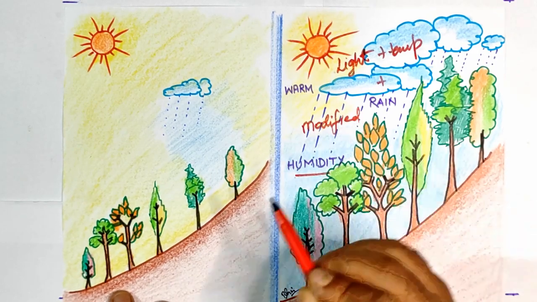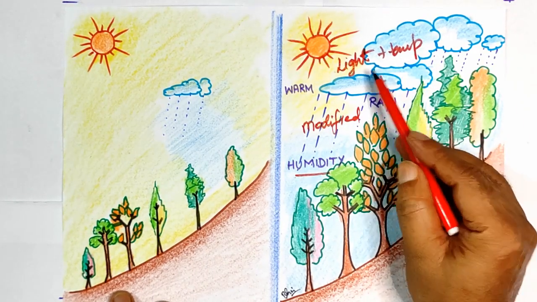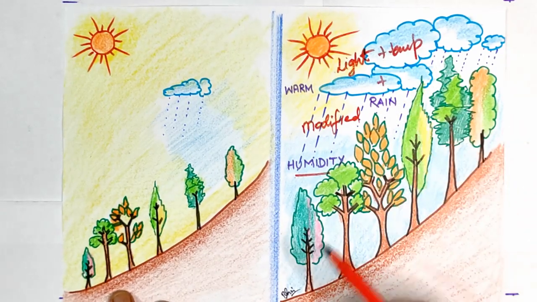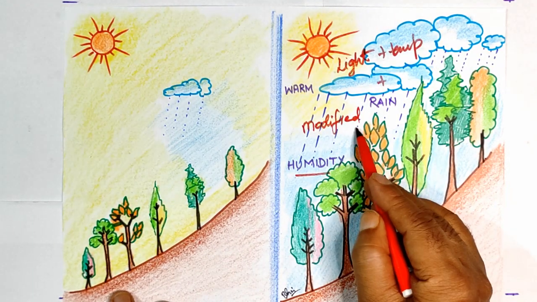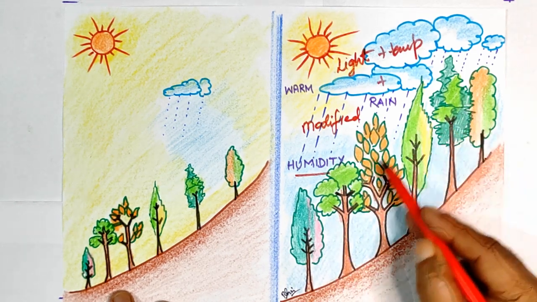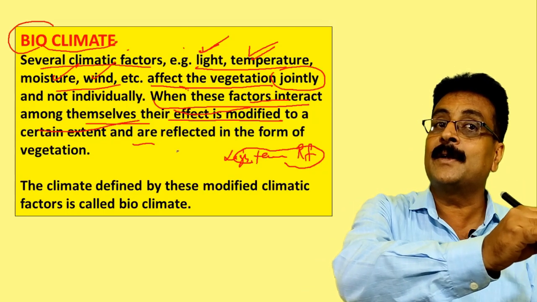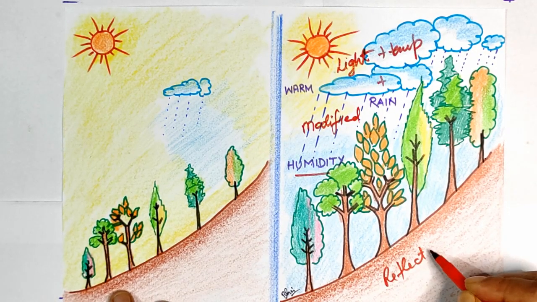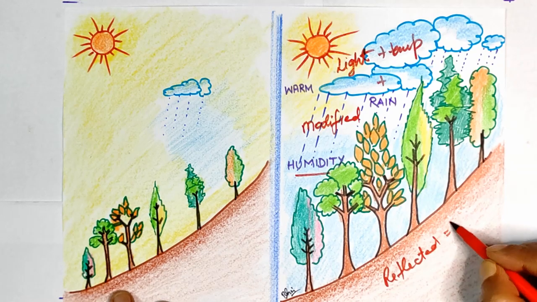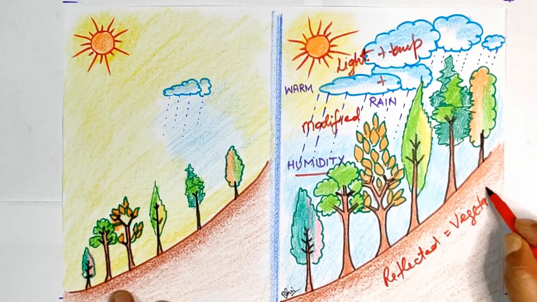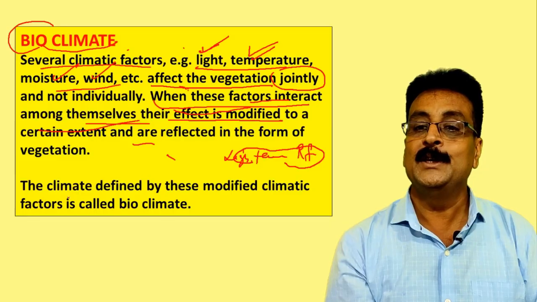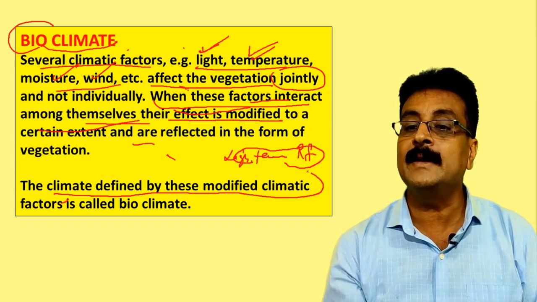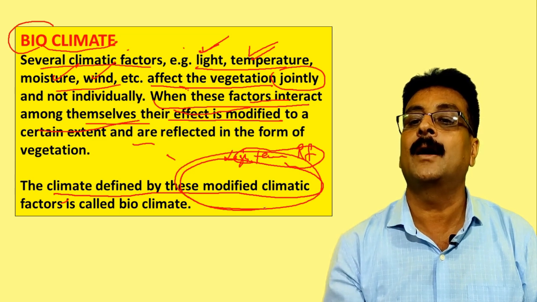So let's understand again. When these factors, light, temperature, moisture, wind, or climatic factors, interact among themselves, their effect is modified to a certain extent and reflected in the form of vegetation. These climatic factors interact jointly and the effect is reflected in the form of vegetation, good vegetation or bad vegetation. This is the reflection. So this climate defined by this modified climatic factor is called bioclimate now.